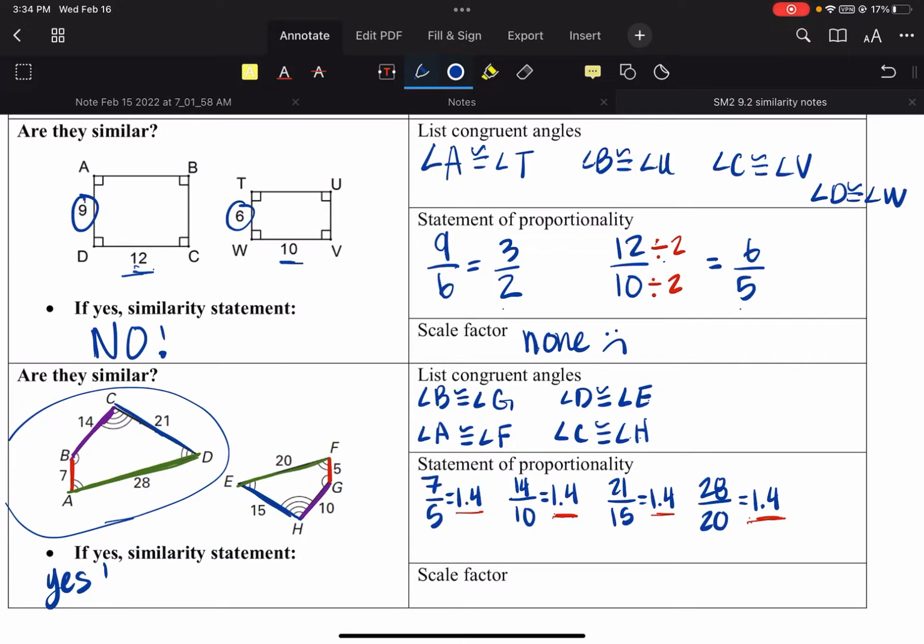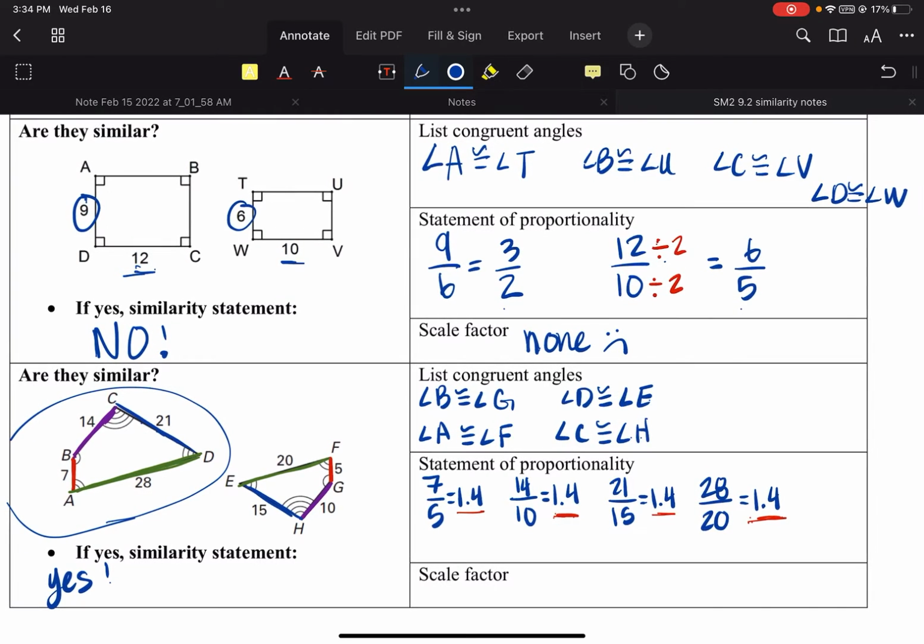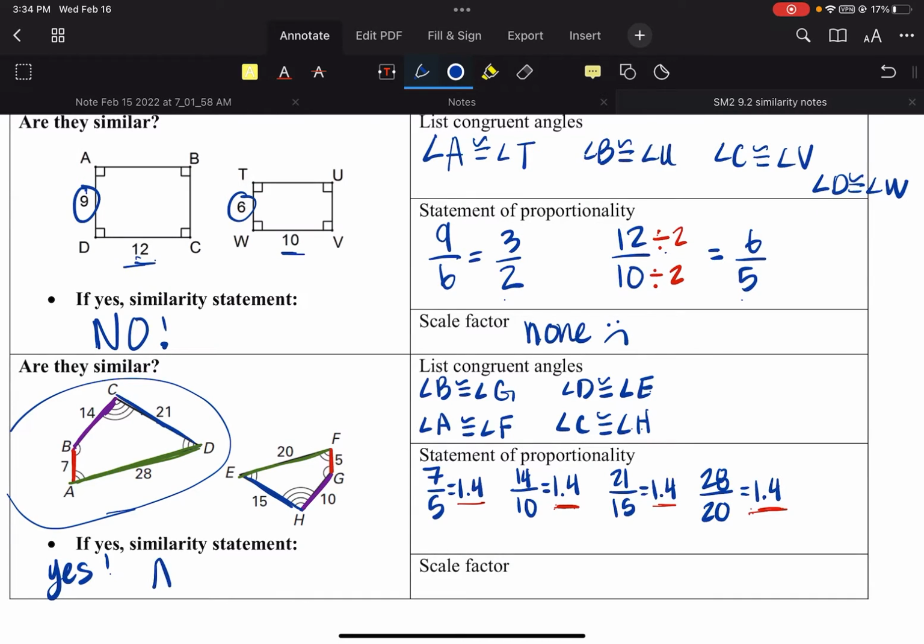So let's write our statement of proportionality. So a statement of proportionality is going to be when I list out the vertices. So I could have A, B, C, D. That's my first figure, is similar to, and now I've got to make sure I match it up with corresponding vertices. So A and F are corresponding, so that one goes first. B and G are corresponding, so that goes next. C and H are corresponding, so that goes next. And then D and E are corresponding, so that goes last.